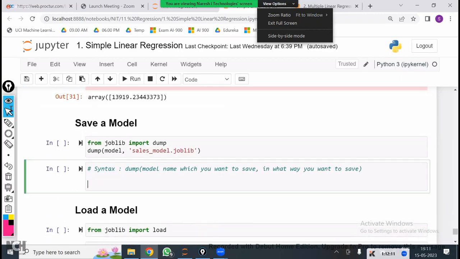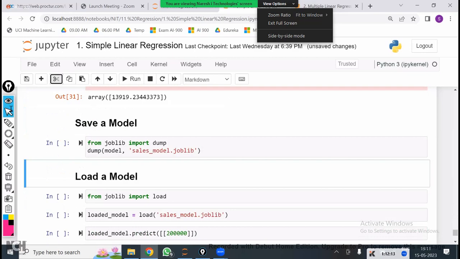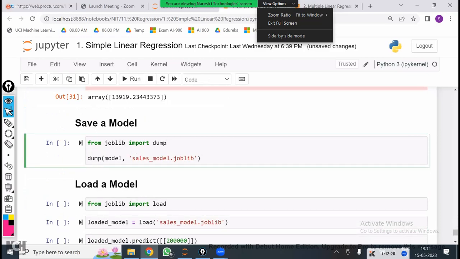How do we have to save the model? From joblib, import dump. How to save a model? From joblib, import dump. Now dump model. You are going to save the model. Which model do you want to save? What is the name of that model?